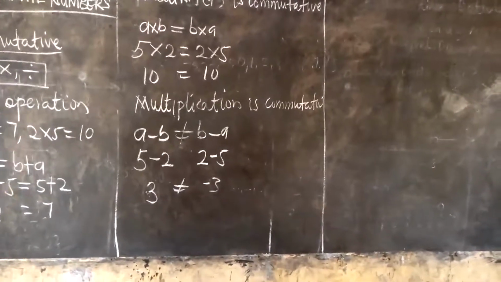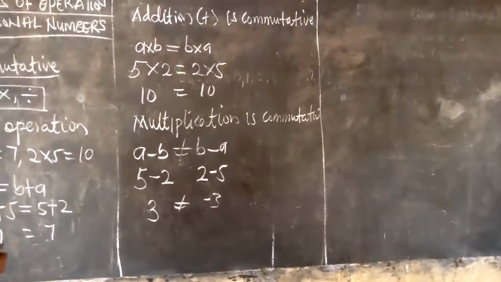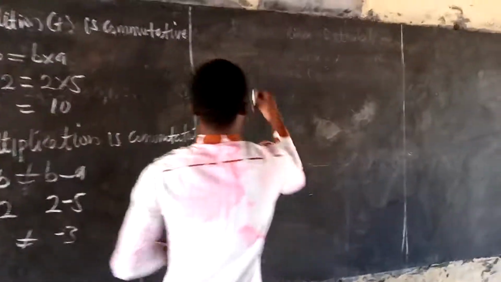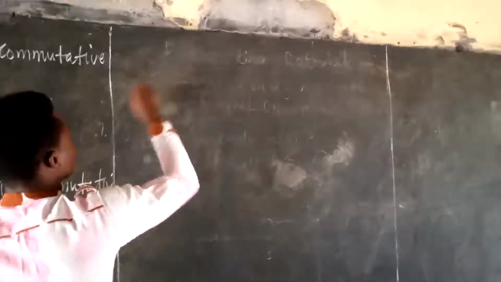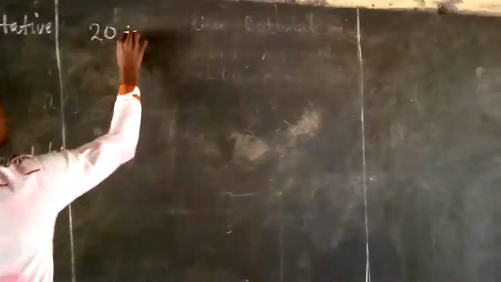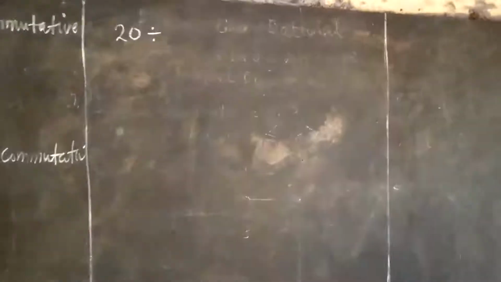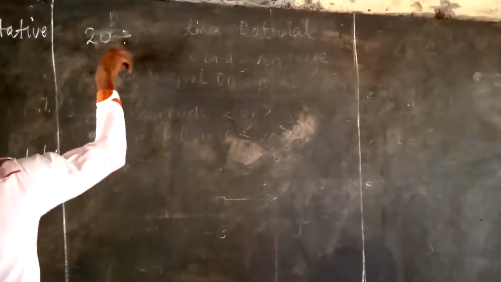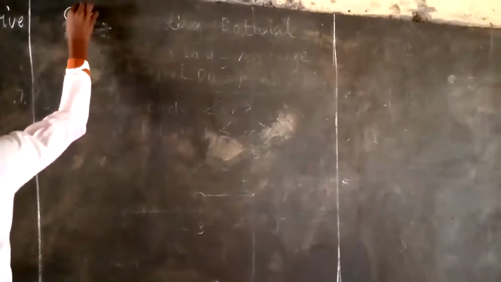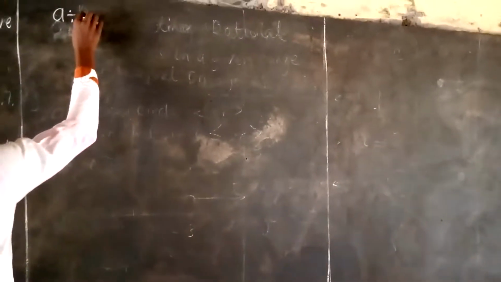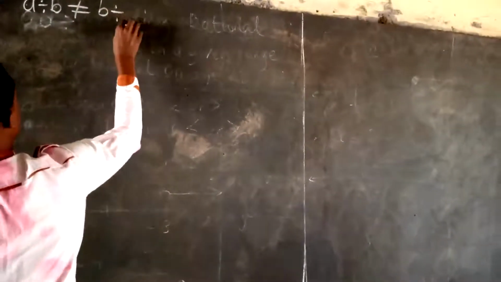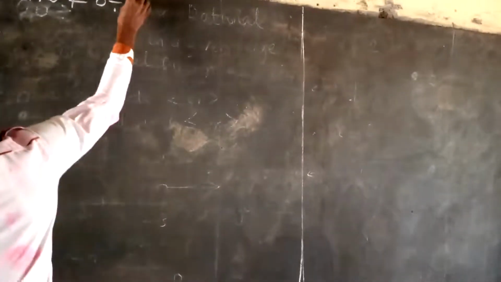So we say subtraction is not commutative. Let's try division and see. Let me just go by this one and write this one very well. Let me just say A divided by B is not equal to B divided by A.